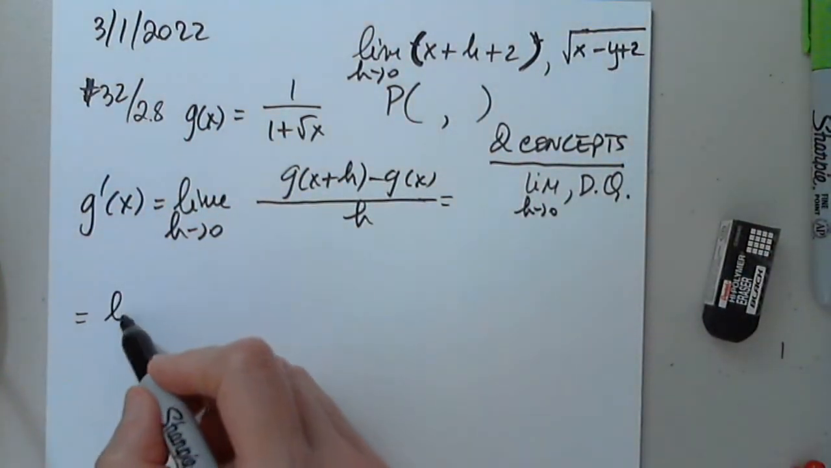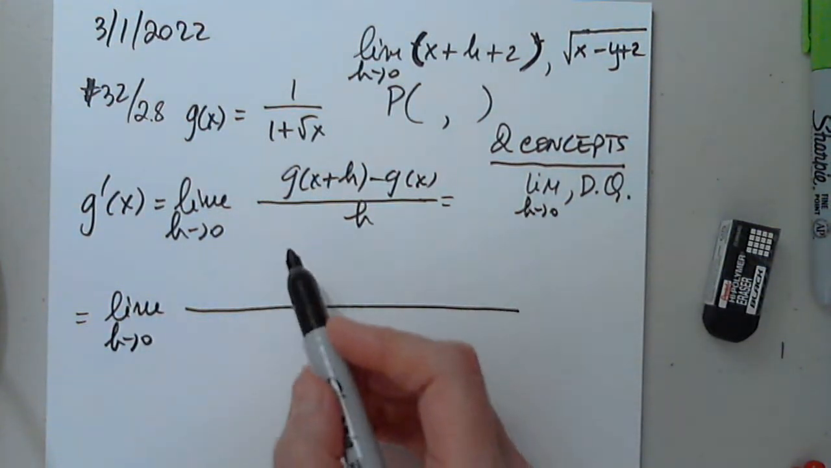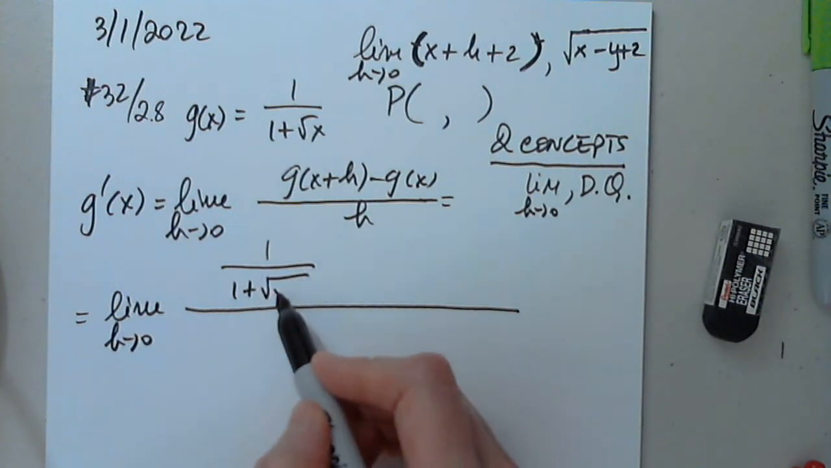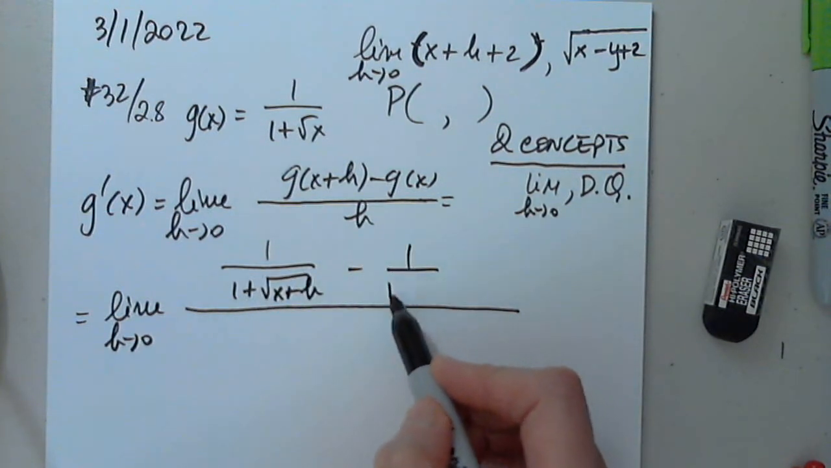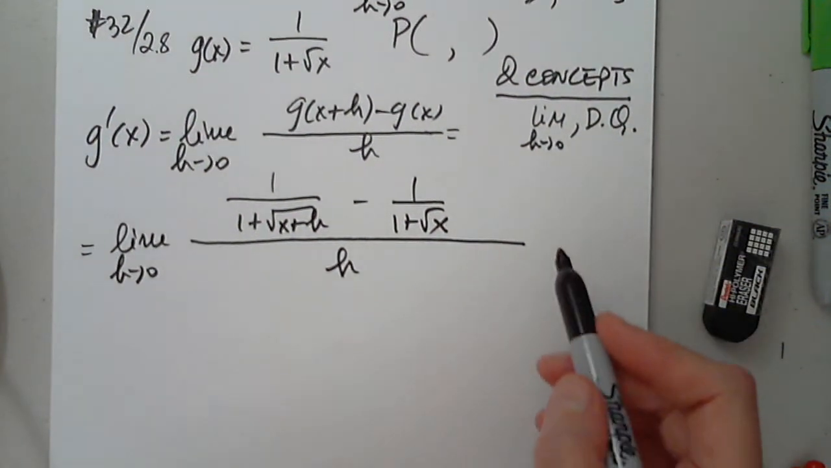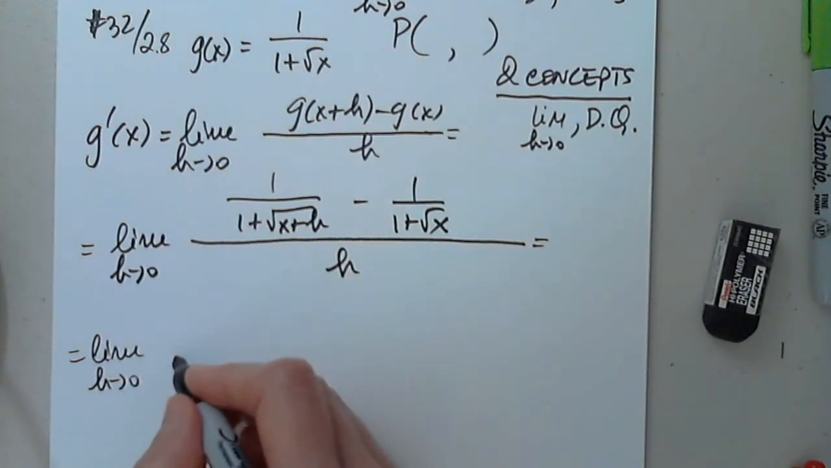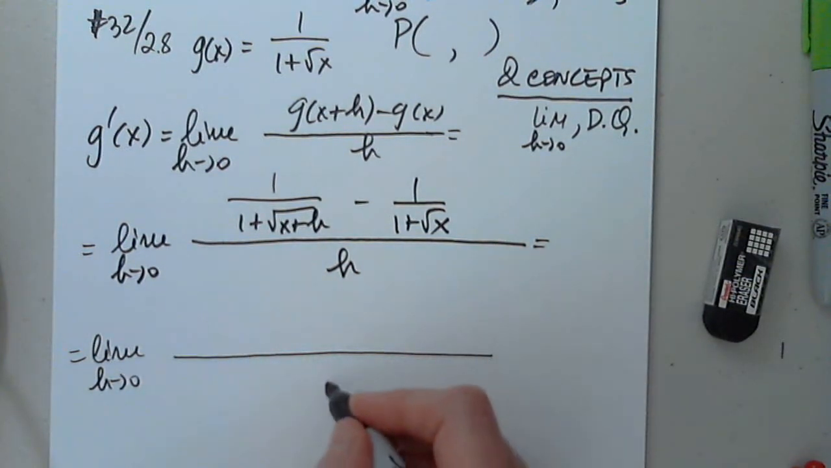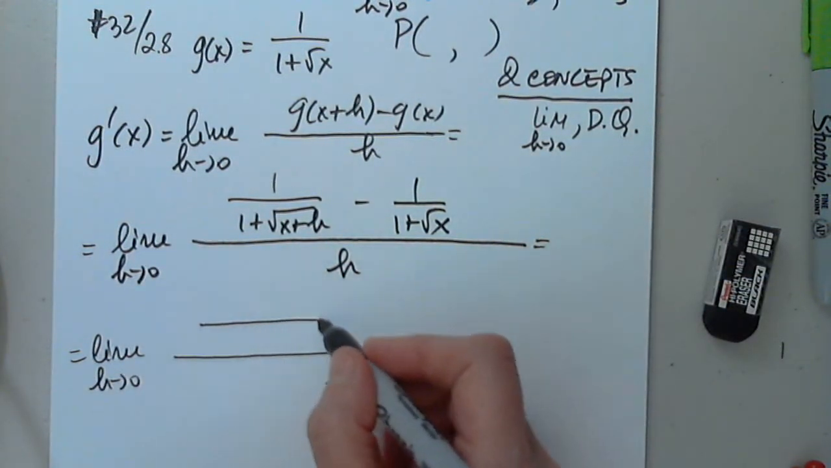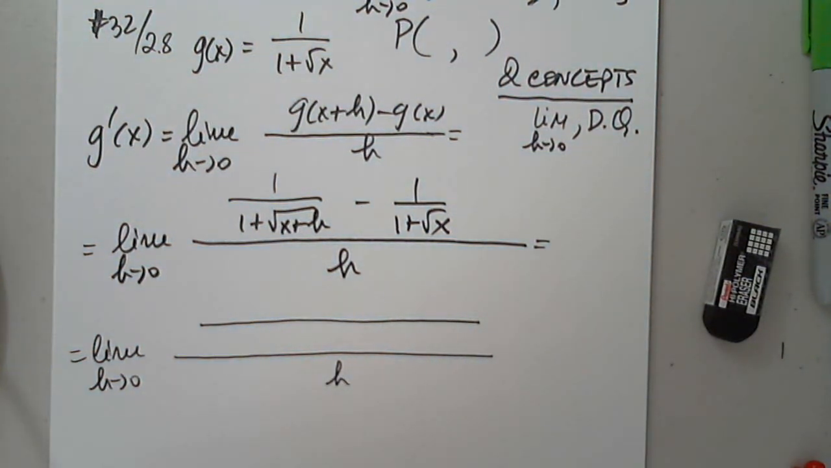Okay, thank you. So limit as h approaches 0 of 1 over 1 plus the square root of x plus h, minus 1 over 1 plus the square root of x, divided by h. What will be the next step here? Anyone? These are the denominators and the numerator. Exactly. Once I found the least common denominator, that will be my next step. So what could be the least common denominator here?